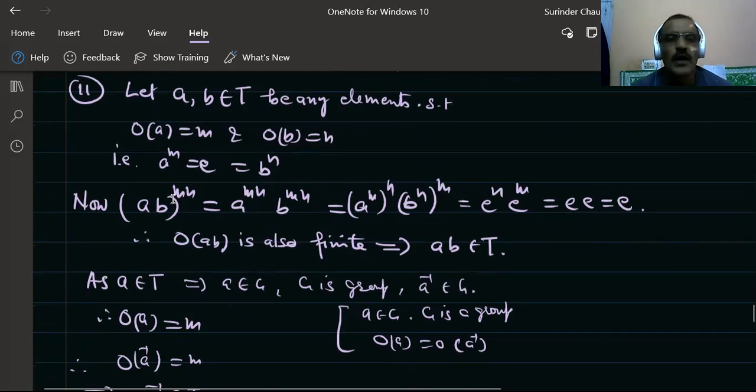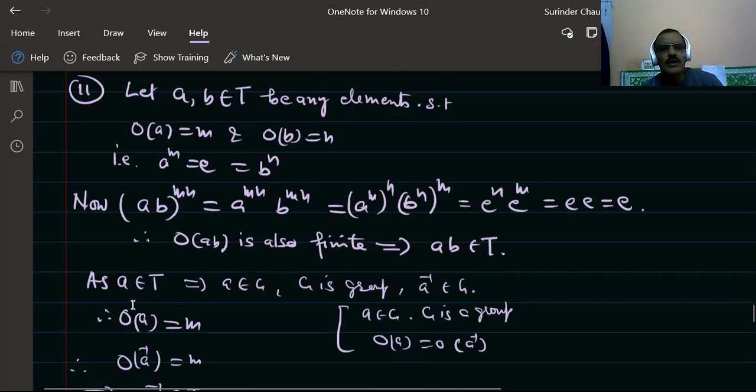So AB raised to the power MN is equal to the product of powers, A to the MN times B to the MN, that is (A to the M) to the N times (B to the N) to the M. Since the order of A is M, A to the M is E, and the order of B is N, B to the N is E. So E to the power is E. This implies if A and B are of finite order, then the product is also of finite order.